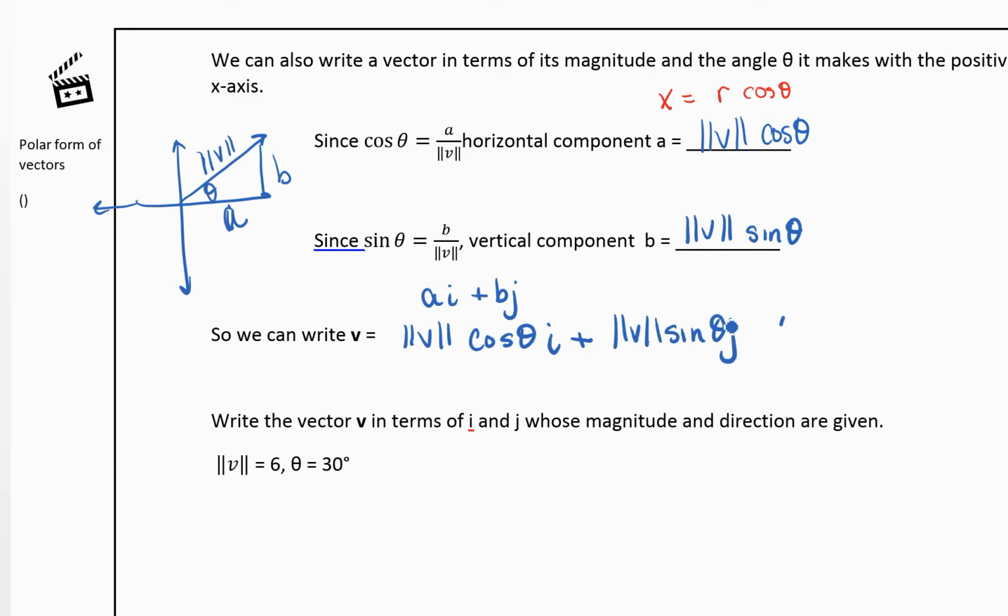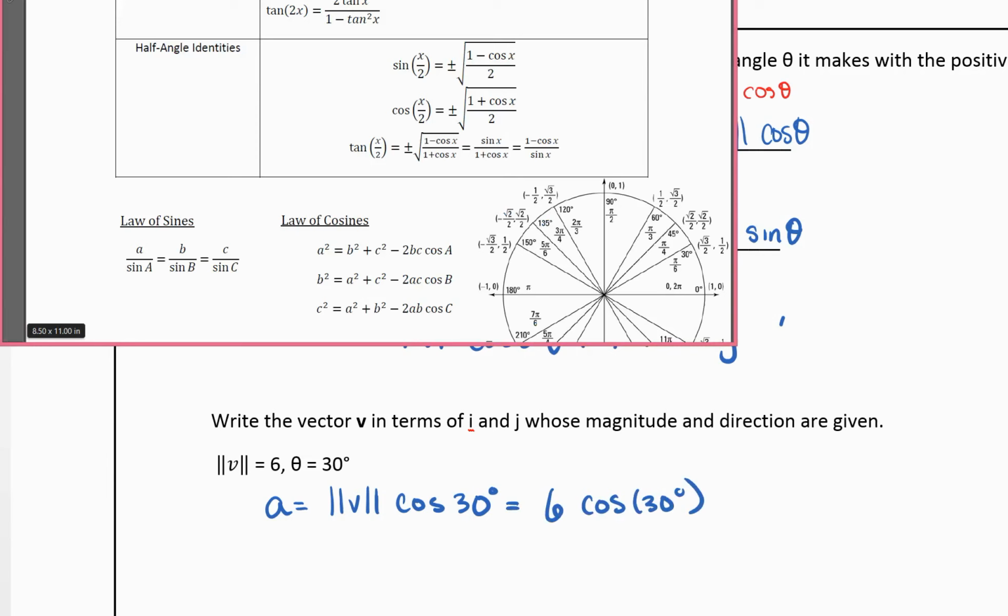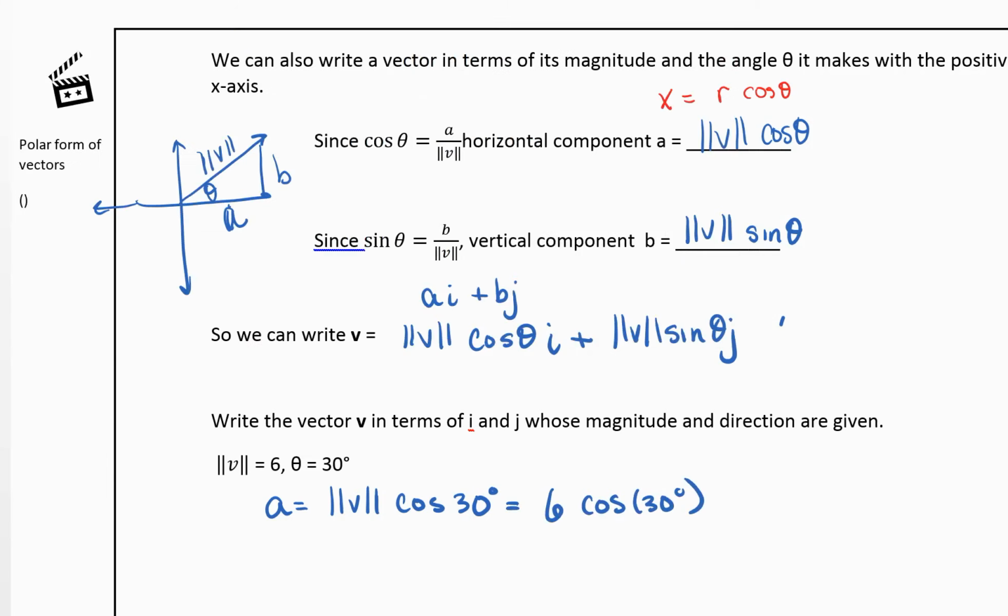So we can convert this back just like we've done. So it says write the vector in terms of i plus j whose magnitude and direction are given. So our a is going to be the magnitude times the cosine of our angle. So this would be 6 times cosine of 30 degrees. And we can use our unit circle to find cosine of 30 degrees. It's square root of 3 over 2. So 6 times square root of 3 over 2 will be 3 square root of 3.